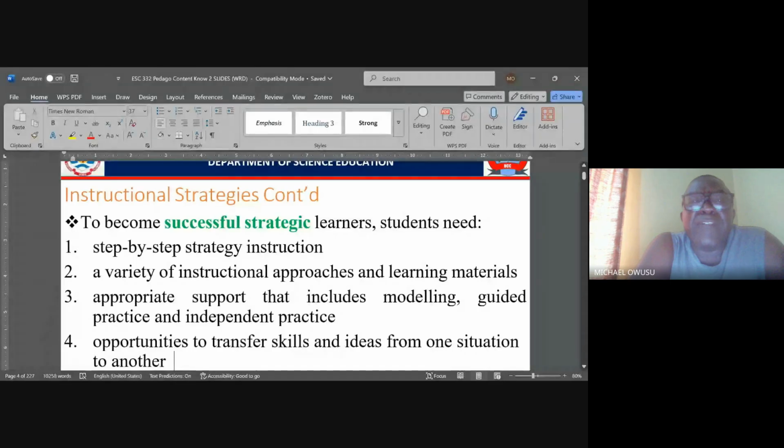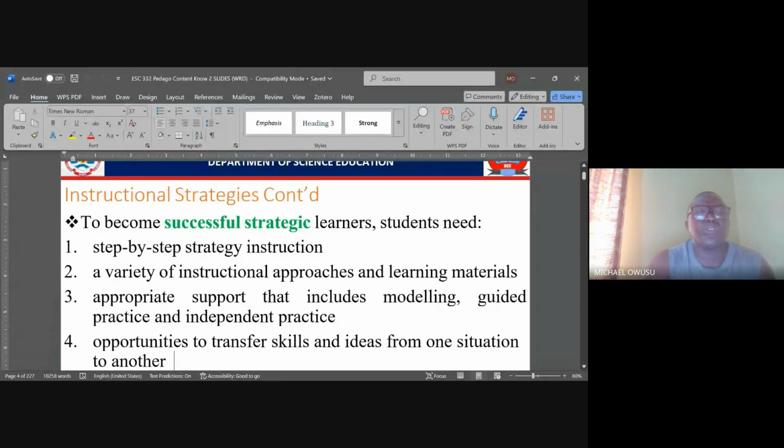You go to class today, everybody knows that you are going to tell them, but you come there and say today we are going to discuss this. Then you go there and say today we are going to have some hands-on experience. You go to the lab. Today we're going to have debates. Today we're going to have this. You see, use a variety of instructional approaches and many learning materials.